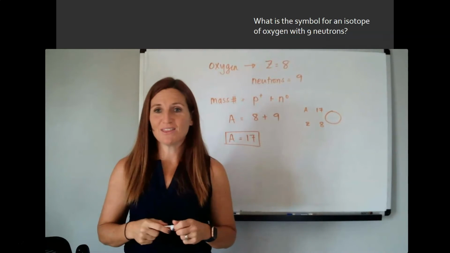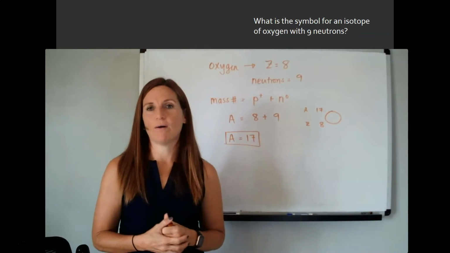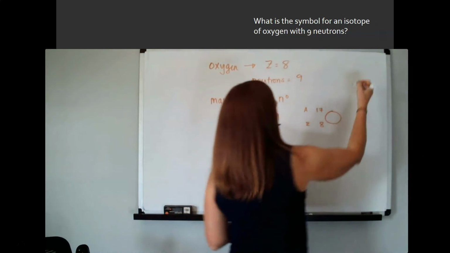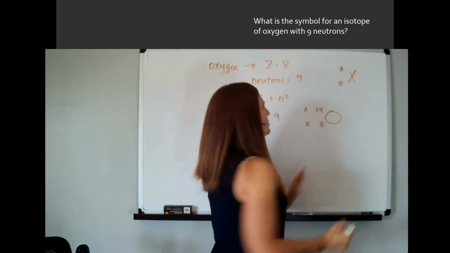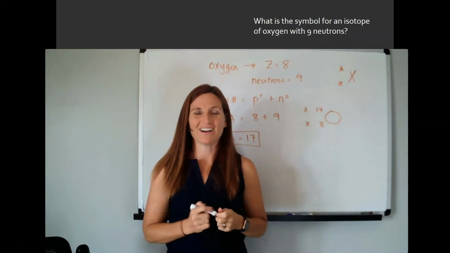Maybe you're just recognizing the right one. Maybe you are writing out the symbol. You should definitely know how these symbols are written. You should make sure you have somewhere in your notes right now this X, A to Z. So whatever the symbol is, mass number on top, atomic number underneath.